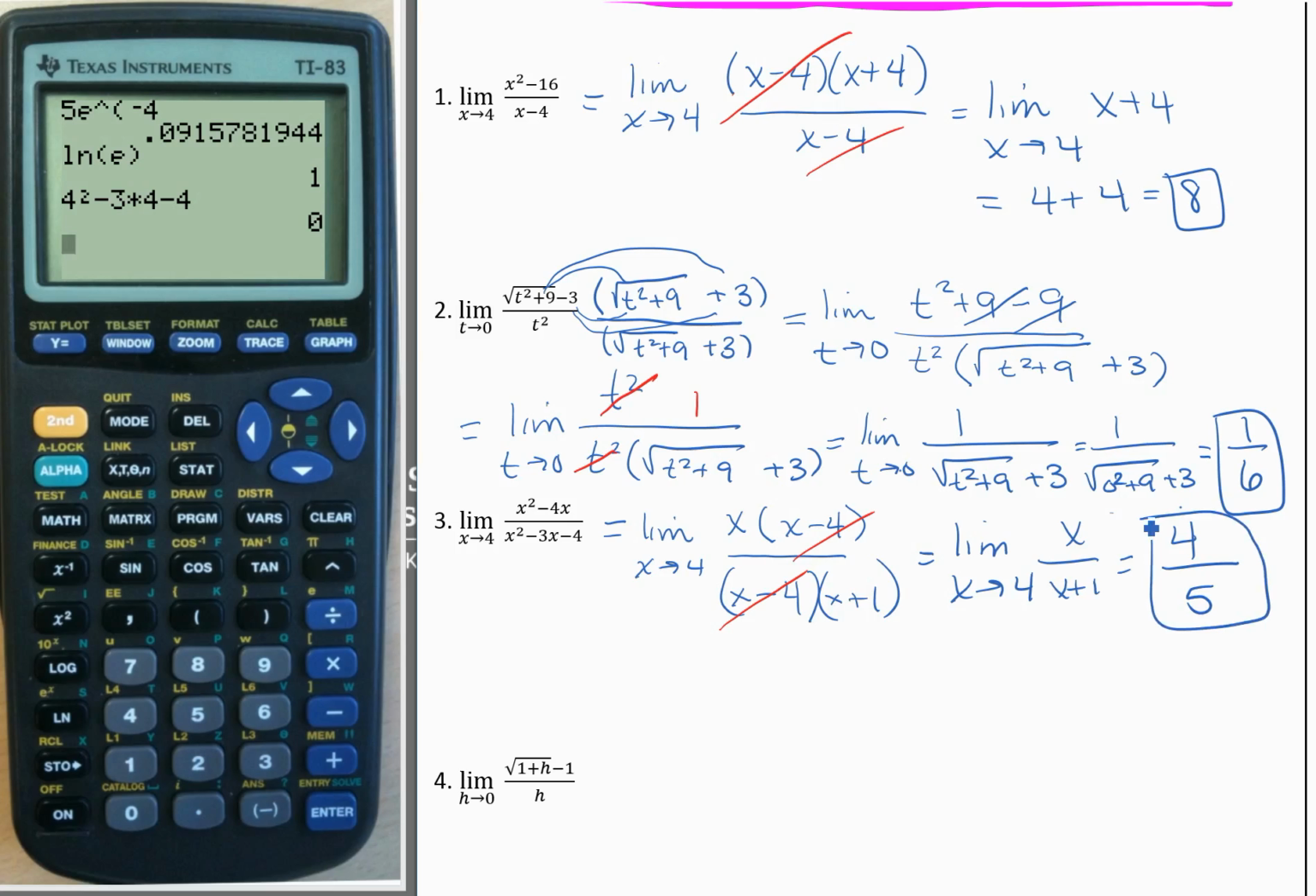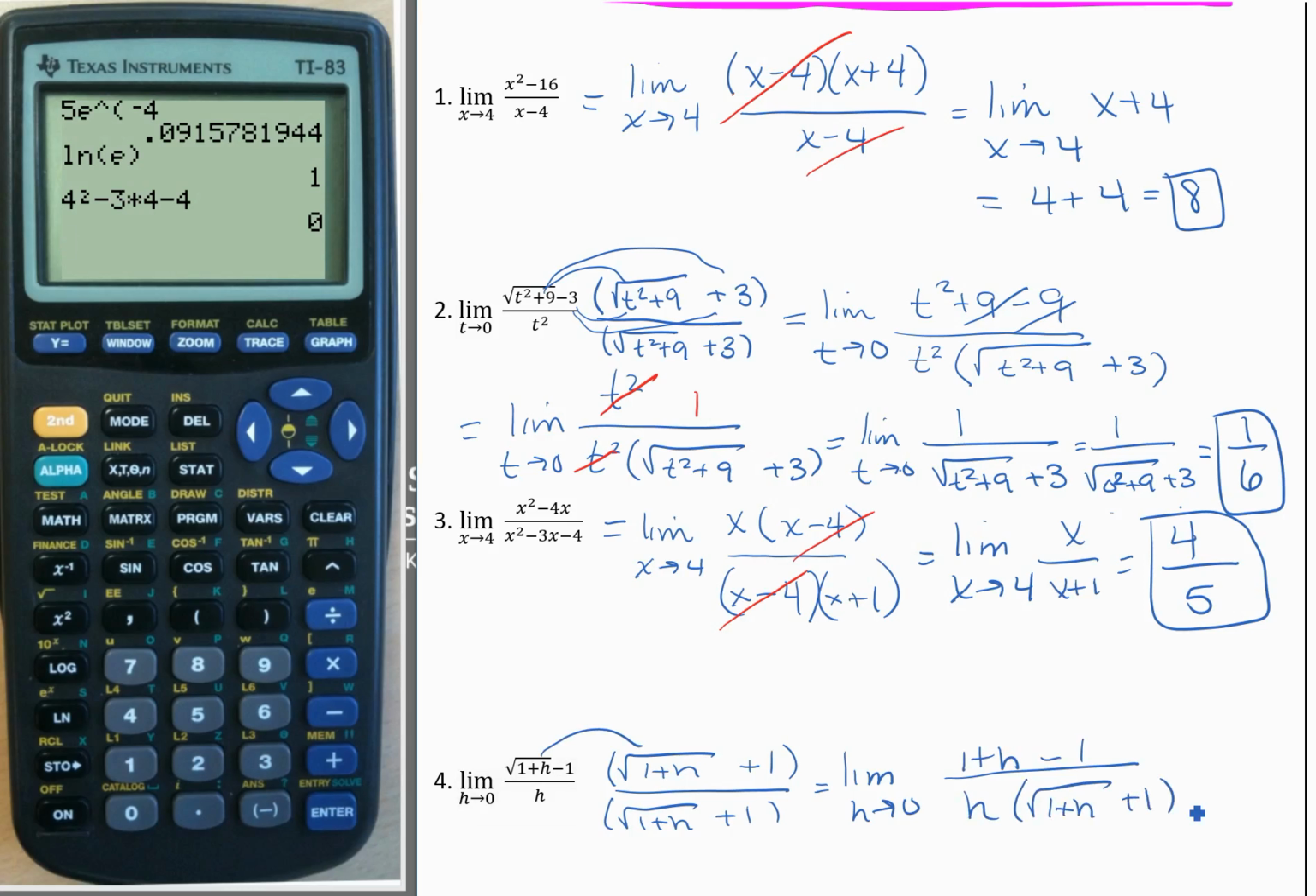Okay, and we have one left, and it's another one with the square root. And the square root wouldn't have to be in the numerator. It could also be in the denominator, and this will work. So we're going to multiply the numerator and the denominator by the square root of 1 plus h plus 1. So when we FOIL up top, we're going to get 1 plus h. The middle two terms will cancel out, and then minus 1 all over h times the square root of 1 plus h plus 1. Okay, again, this 1 and this minus 1 cancel each other out.